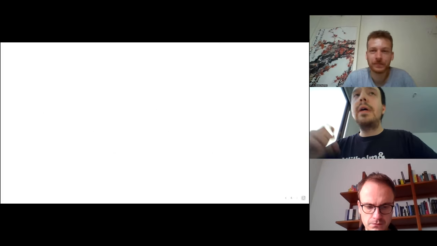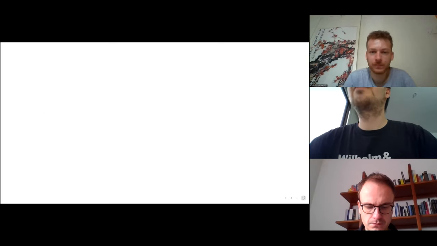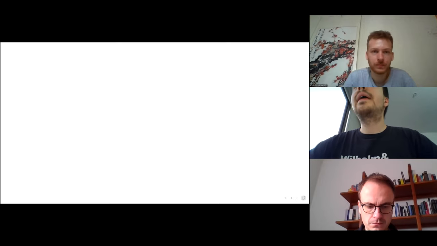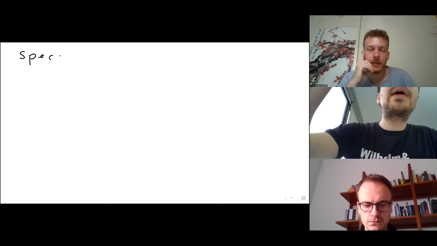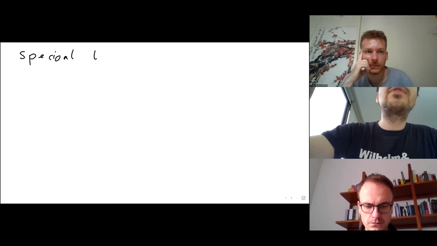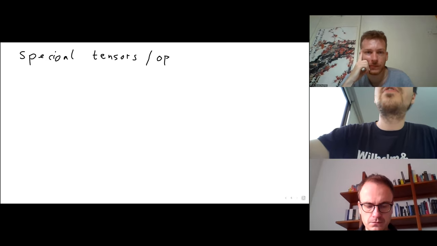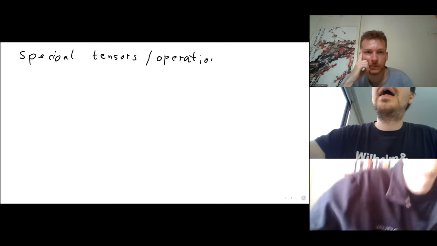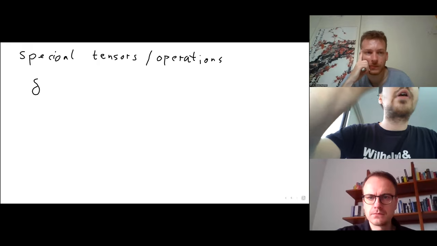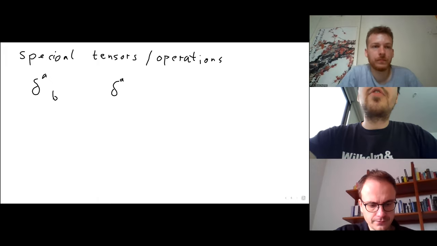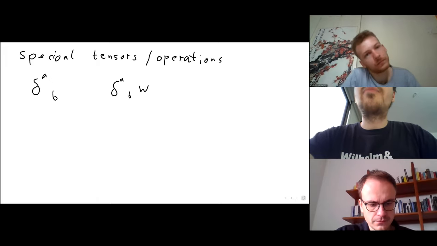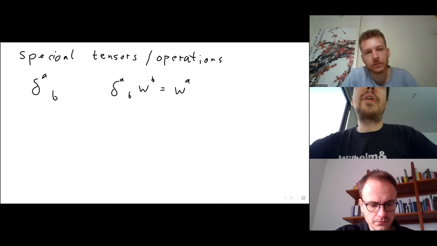Okay. So at that stage, let me emphasize that there are specific tensors and objects that are unique. Let's call them special tensors and operations. So we already saw the contractions. Now there is one special tensor that is the Kronecker delta δ^A_B that has the property that if I contract it with any other object, I just get out the object itself, just with the respective new letter.